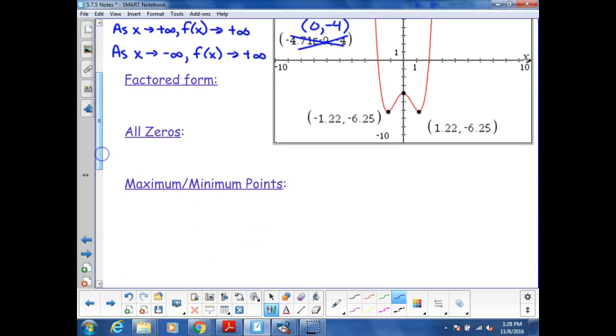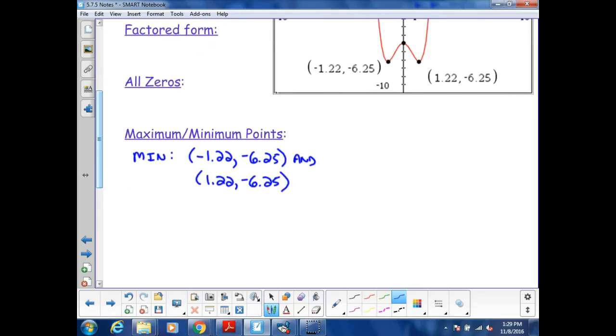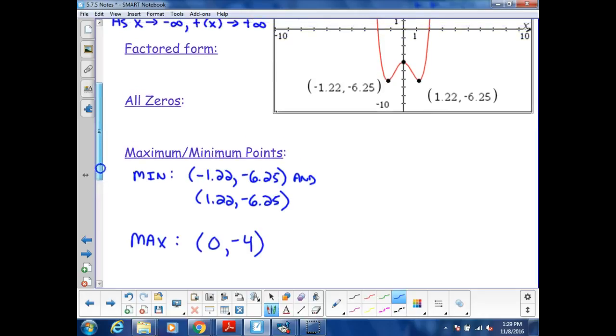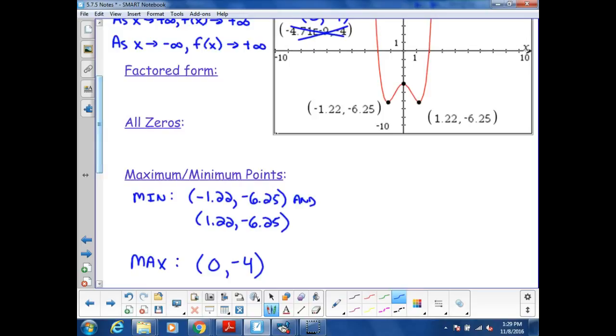Minimums and maximums. So I've got minimums here at -1.22, comma -6.25, and positive 1.22, comma -6.25. We've also got a maximum at 0, comma -4. Okay? Either one of, or any of those three absolutes.